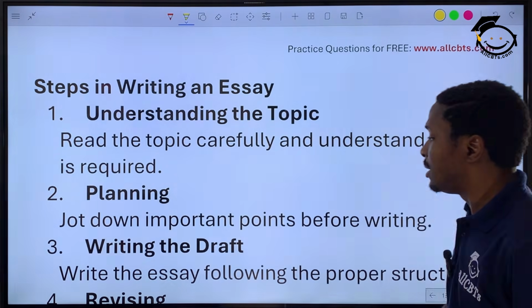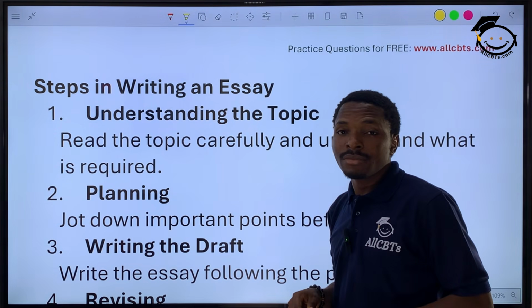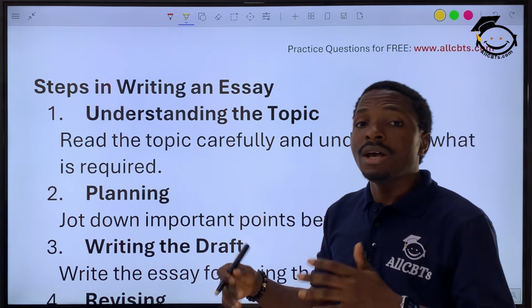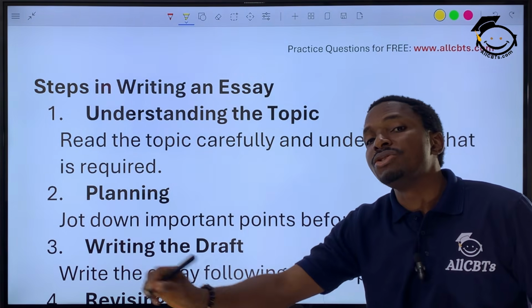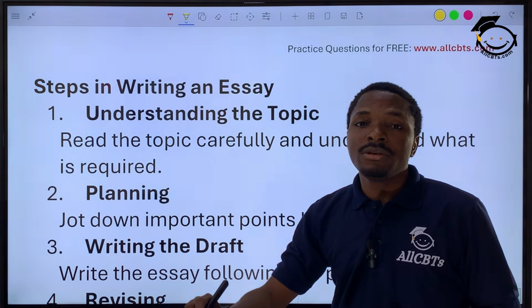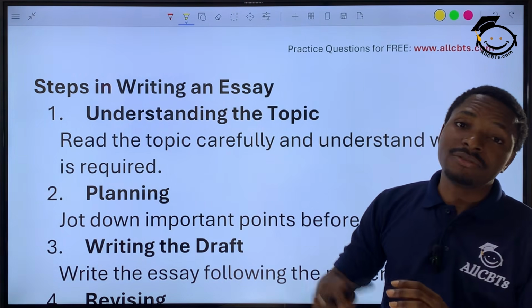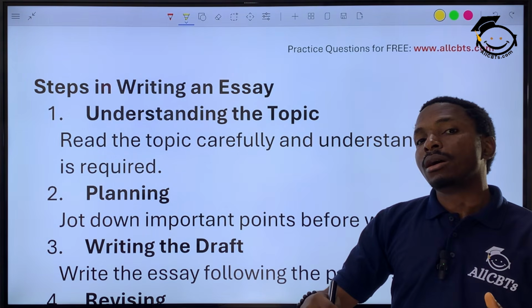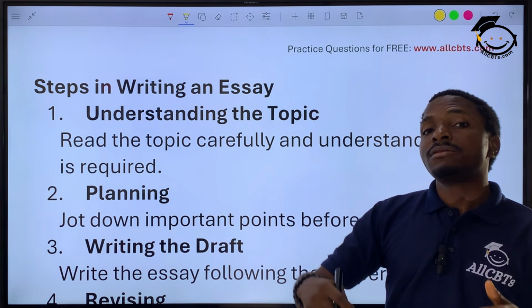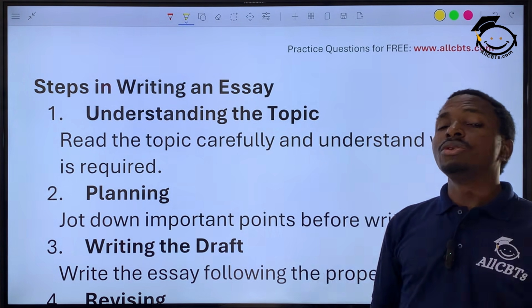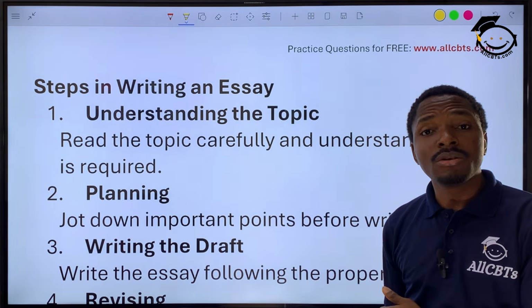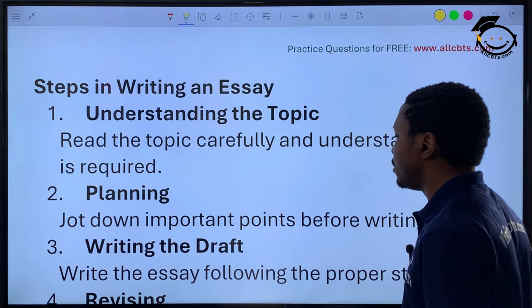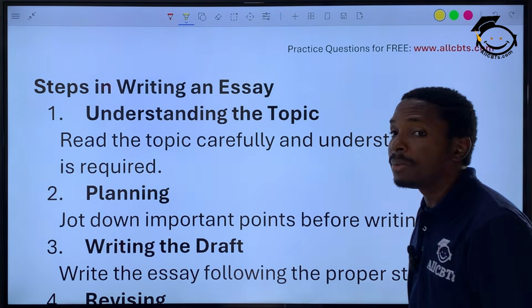Right, and then write the draft. On the rough page of your answer booklet, you quickly write the draft: one, two, three or four paragraphs. Your opening paragraph, your second paragraph, the main body, the third paragraph, and the conclusion. Okay, so you quickly write that, and then you revise your paragraph.